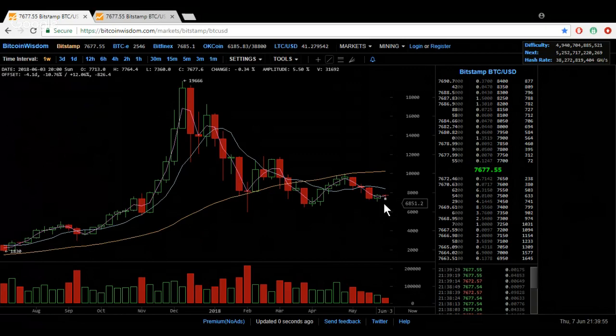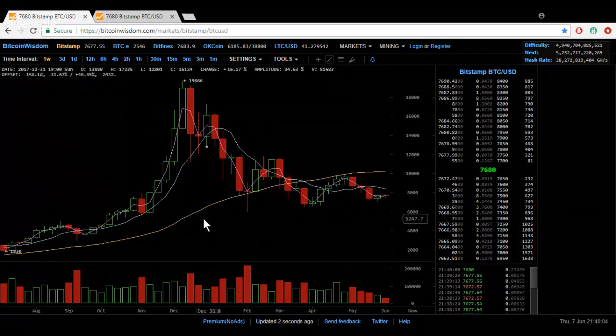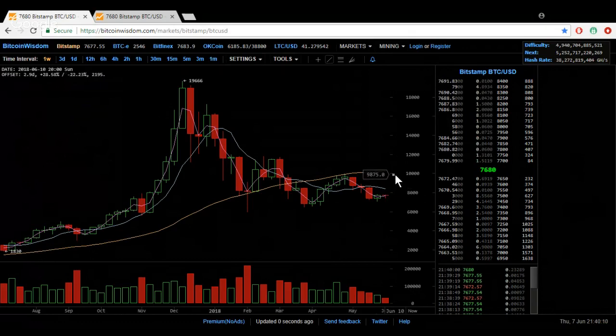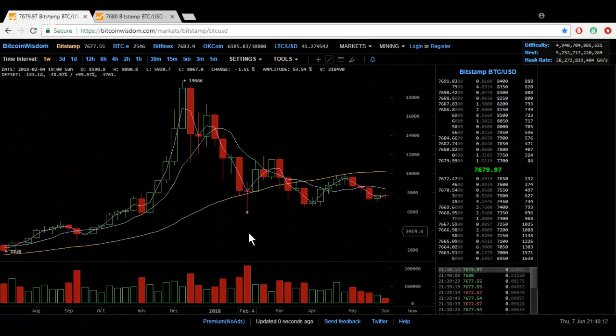The long-term moving average in this case is not giving a signal yet, but the price action relative to it is, which is more important. We might have one more shot at going up there. We will talk about that in just a minute.